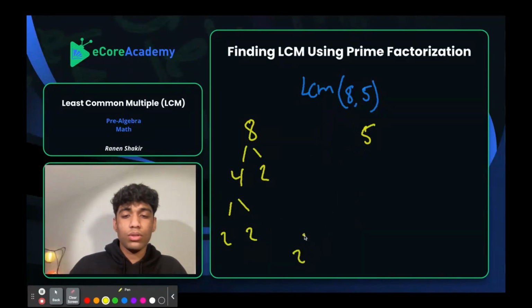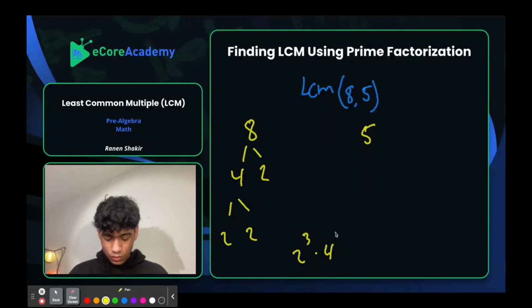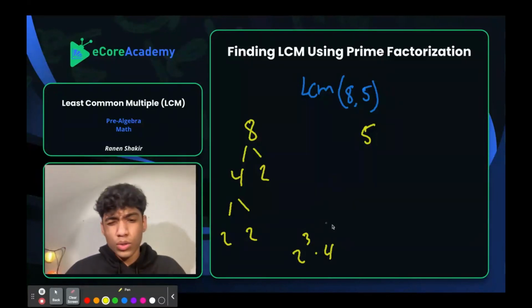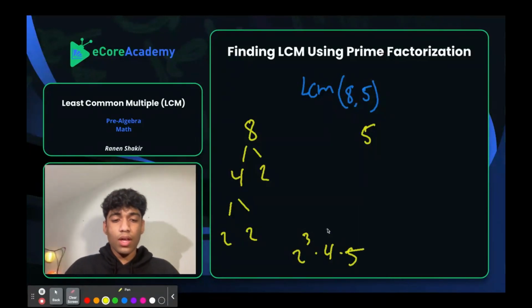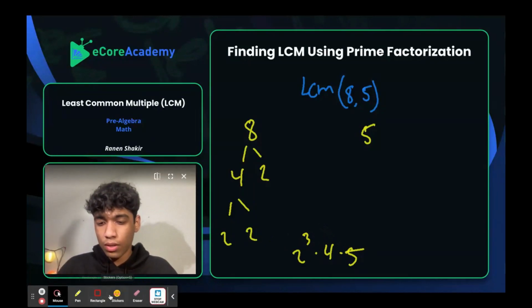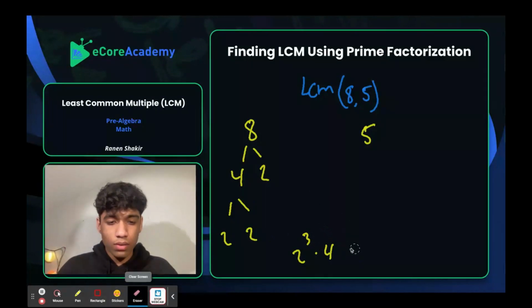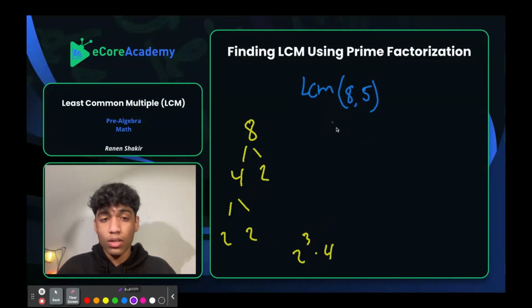So here we have 2 cubed times 4, and then we have 5. So what we will do is that we have these 3 numbers, right? So the way we do this is that we know that, let me write this in a different color, so we can differentiate. So we have 5, and then this is just times 5.